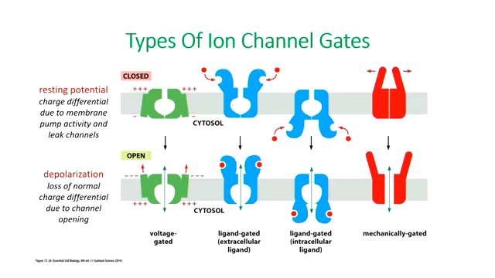The gate in a channel can be one of several types. The ryanodine receptor I showed you before, the calcium channel that's found in heart muscle, is a ligand-gated channel. We talked about proteins and ligands before. What's a ligand?